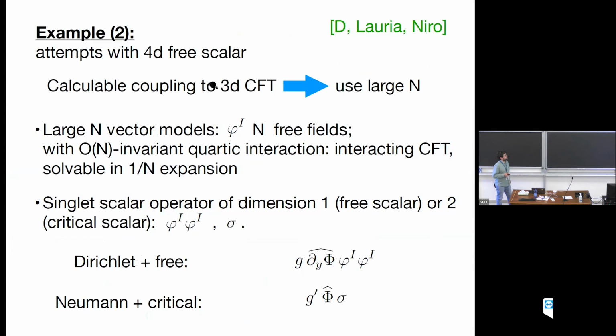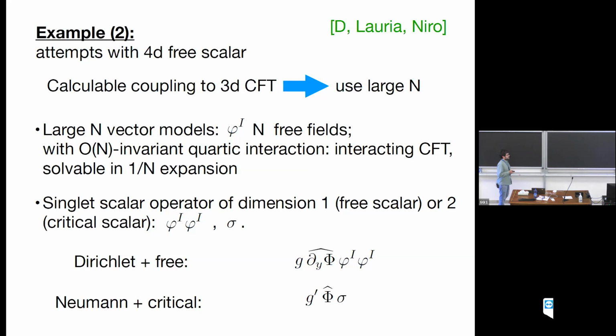The second example is based on a paper that I wrote last year in collaboration with Edoardo Lauria again, and Pierluigi Niro, who is here in the audience. So let's try to build again some examples, in the case now of the 4-dimensional free scalar. If we want an example under perturbative control, we need to somehow couple to some degrees of freedom, a 3-dimensional CFT, which is under perturbative control. Otherwise, we will run into strong coupling.